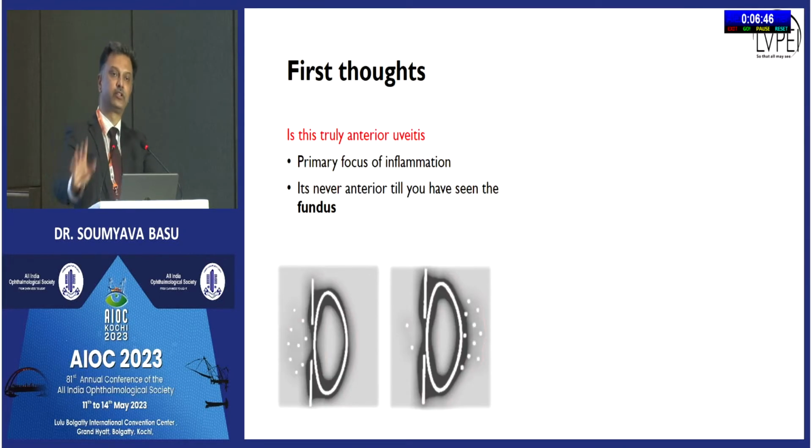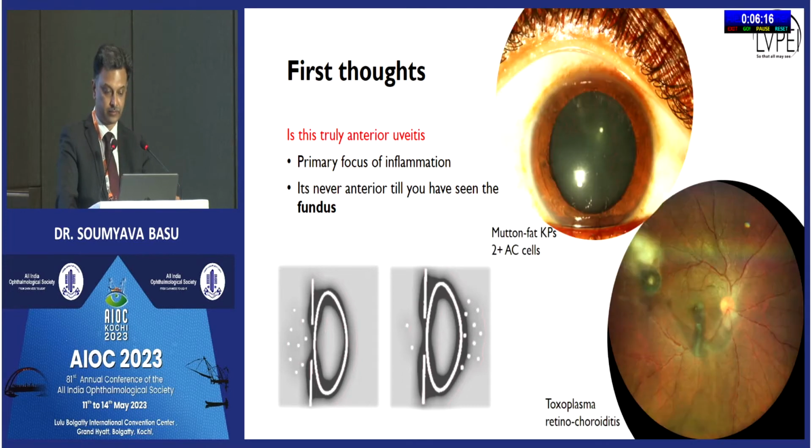So once you have made sure that this is truly uveitis, you have to find out the primary focus of inflammation. And again, easier said than done. Many of the patients, if you do not examine the fundus properly, we might just call it anterior uveitis and keep treating the anterior segment while the disease progresses in the posterior segment. So it's never anterior till you have seen the fundus very carefully and not just a cursory examination.